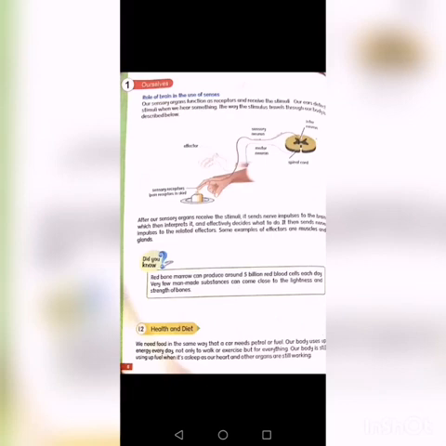So our second heading is health and diet, and in this topic we are going to read about food and balanced diet, and how food makes us healthy. We need food in the same way that a car needs petrol or fuel. Our body uses up energy every day, not only to walk or exercise but for everything. Our body is still using up fuel when it's asleep, as our heart and other organs are still working.